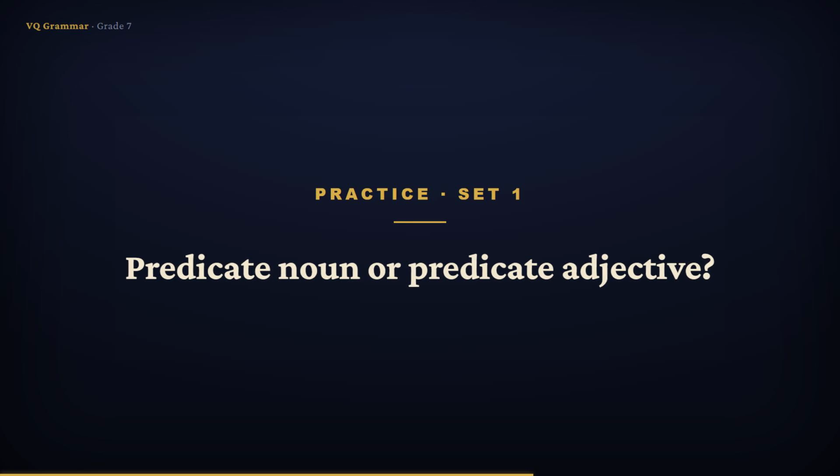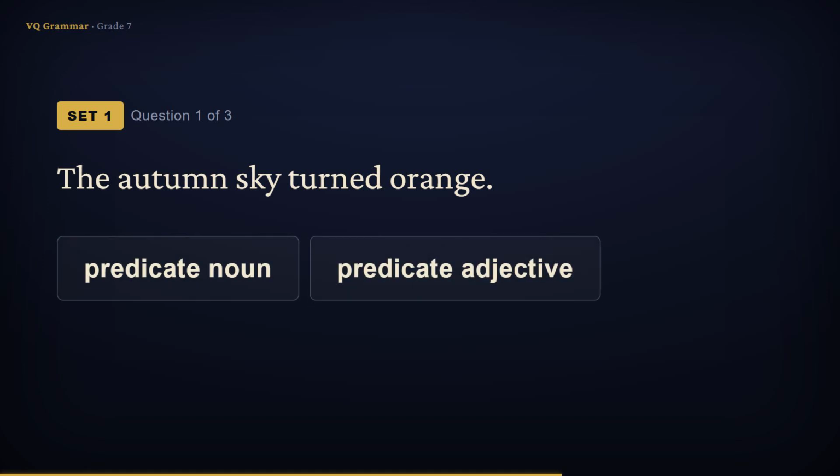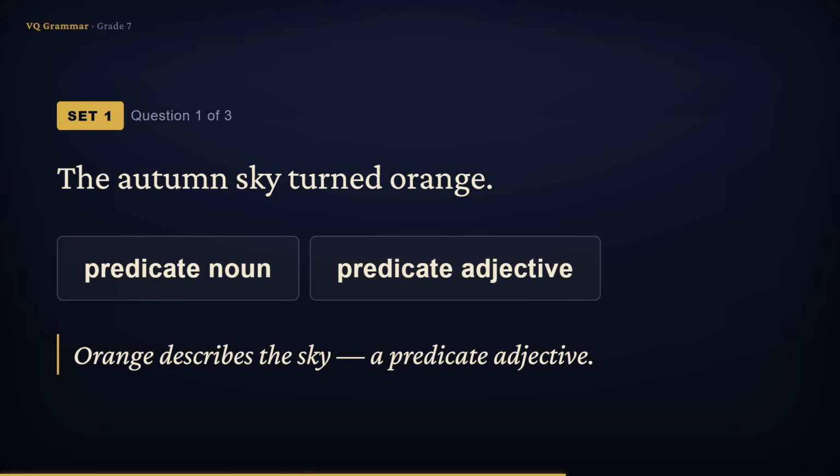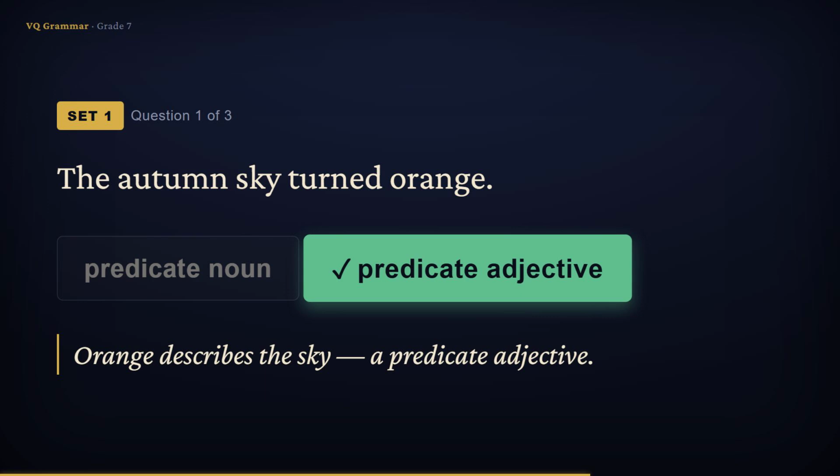Time to practice. In this first set, each sentence has a linking verb and a word right after it. Decide whether that word is a predicate noun, which renames the subject, or a predicate adjective, which describes the subject. Pause the video and choose before I reveal the answer. The autumn sky turned orange. The linking verb is turned, and the word after it is orange. Does orange rename the sky or describe it? Orange tells us what the sky looks like, so it describes the sky. That makes it a predicate adjective. So the answer is predicate adjective.